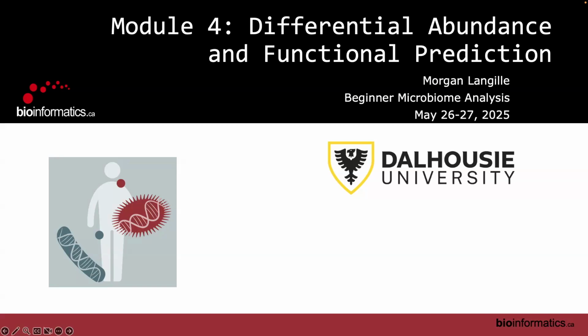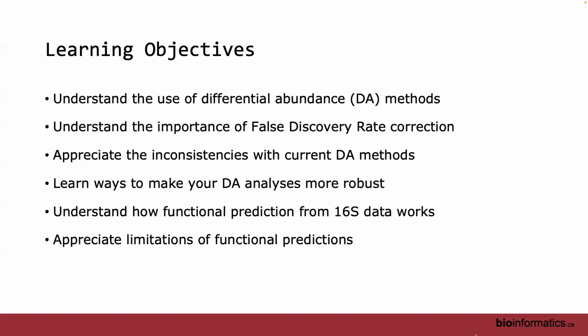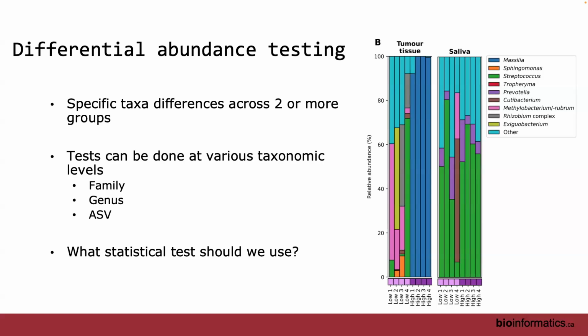Okay, so the learning objectives for this is understand what I mean when I say differential abundance methods or DA methods, the importance of false discovery rate correction, and appreciate some of the inconsistency across different DA methods, which I'll highlight in a manuscript from us from a few years ago. And then I'll go into how you can possibly predict some functions from 16S data using a tool I developed called PICRUSt. And then also, importantly, appreciate the limitations of functional predictions from 16S data. As always, feel free to interrupt and we'll see how it goes.